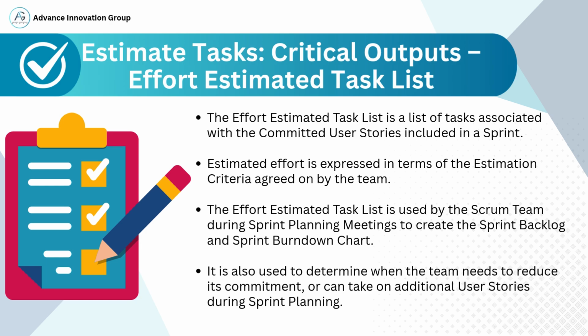It is actively used in sprint planning meetings to build two key tools. 1. The sprint backlog, which defines what will be delivered in the sprint. 2. The sprint burn-down chart, which tracks progress on a daily basis. Furthermore, this list helps the team make informed decisions, such as determining if they need to scale back their commitment or if there's room to add more work based on capacity. This ensures that the team does not overcommit and can deliver the highest priority items effectively and sustainably.